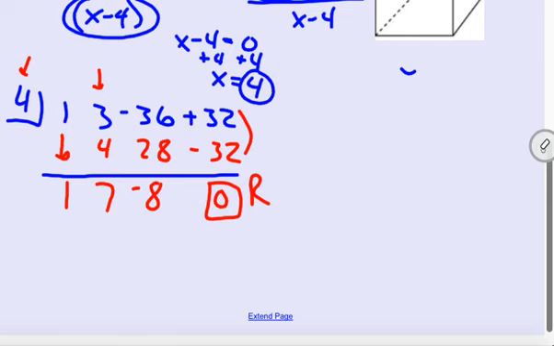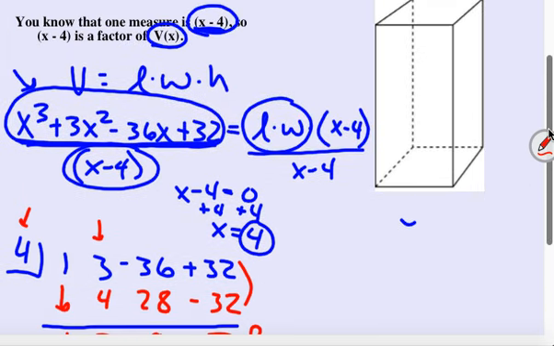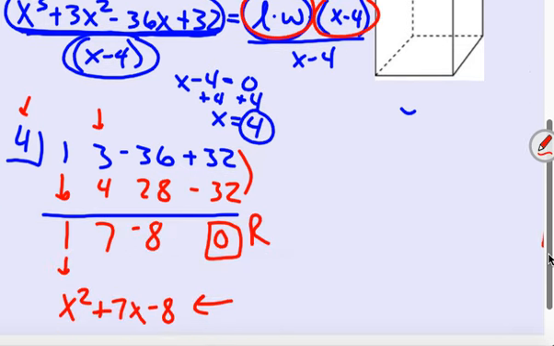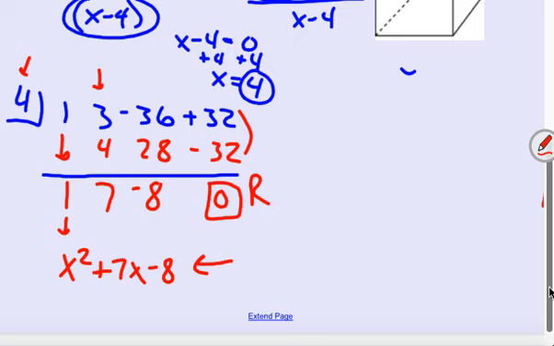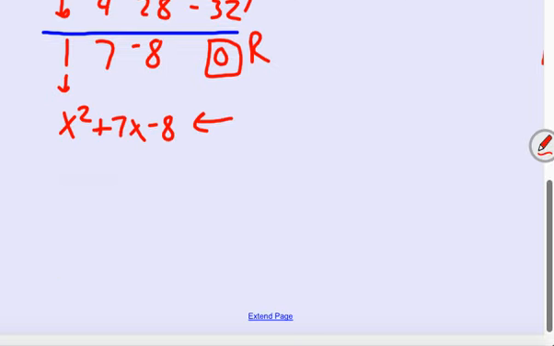Okay. What we have left is this. We start out with an x cubed, so this becomes 1x squared plus 7x minus 8. Now, what this represents, if we go back up here, is the length and the width. We said the x minus 4 was the height. Basically, we're just looking for all 3 measures, or all 3 distances: length, width, and height. In order to do that, this is x squared. We're going to factor this. Those 2 factors are going to represent the length and the width.